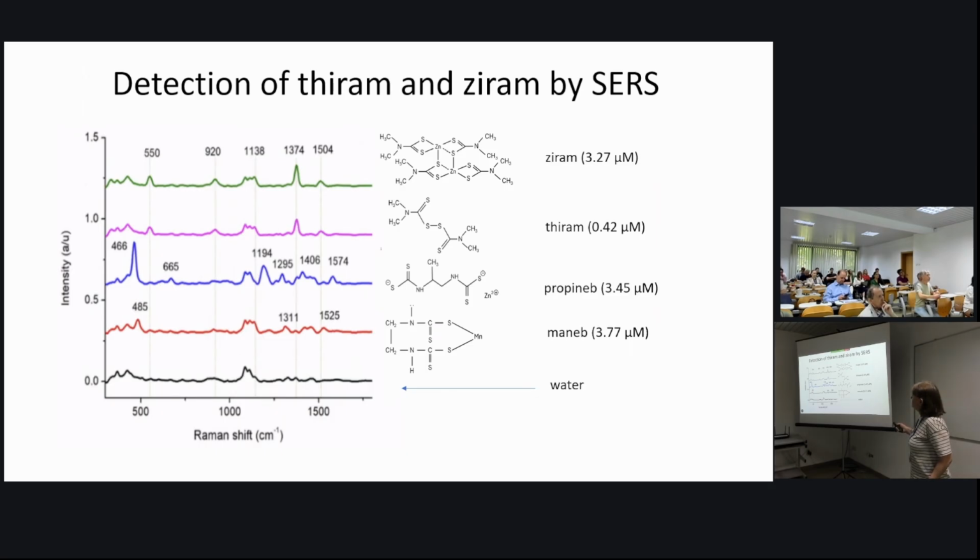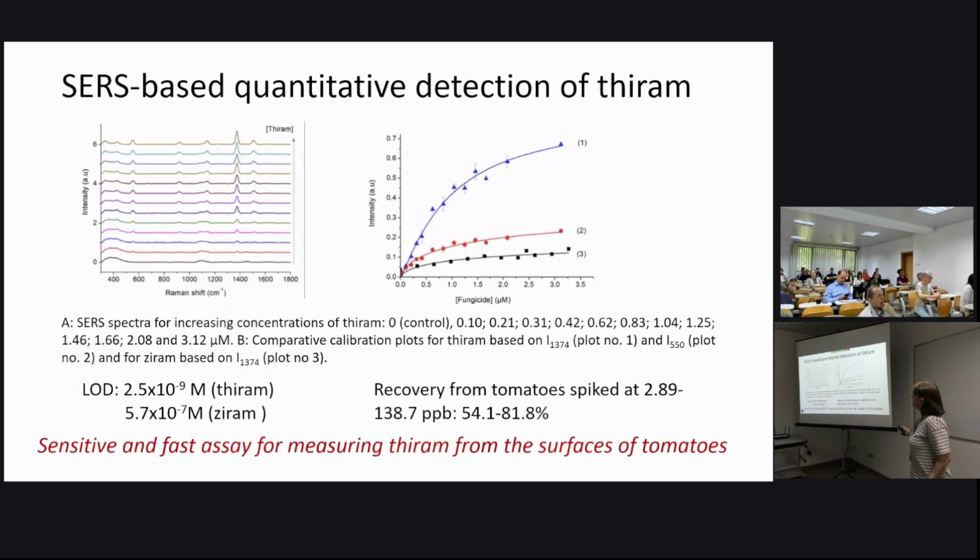So, at first view, it seems like it will be very hard to discriminate between thiram and thiram, even if we use SERS, right? First, we said, okay, let's see how low we can go with this method, because we use very simple colloids and a very simple method.